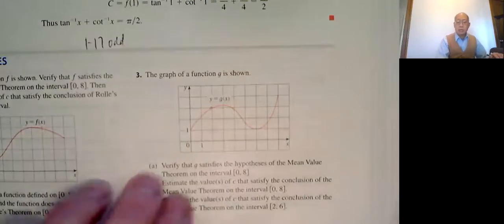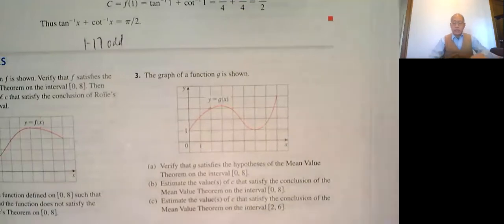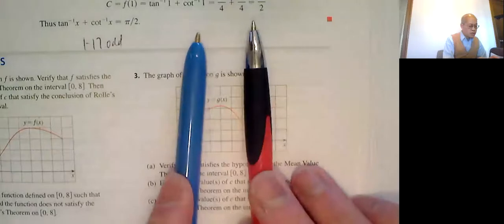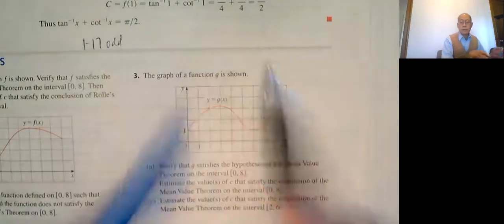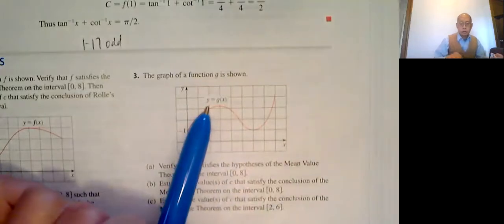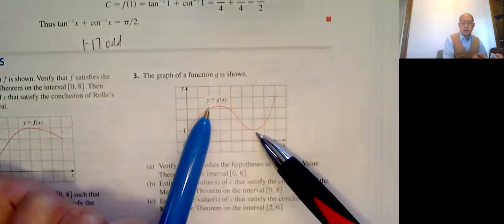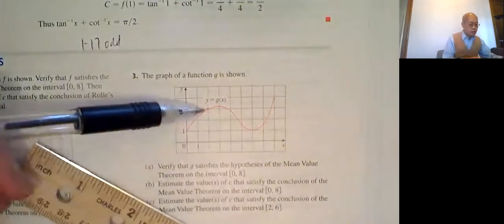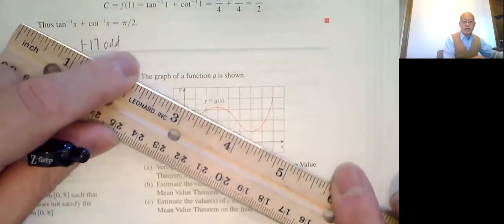C, estimate the values of C which satisfy the conclusion of the mean value theorem on the interval from 2 to 6. So only going from 2 to 6. So only look at this portion of the graph, forget the rest of it. Okay, so 2 to 6, I'm going down. Okay, so I'm going to connect these two points with my ruler and do the same thing. Okay, so this point and this point, kind of joining it like so.